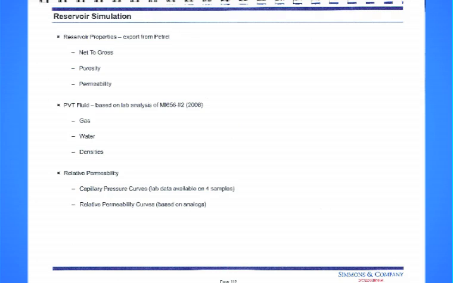It includes gas, water, and fluid densities. Then we have the relative permeability, which comprises the capillary pressure curves based on lab data available in 4 samples, and relative permeability curves based on analogs.